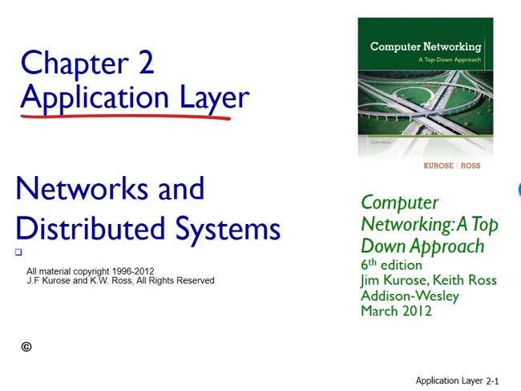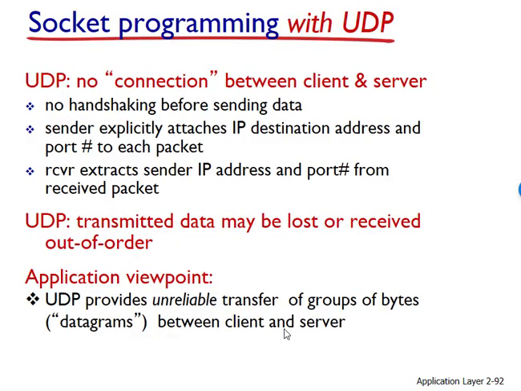We were just talking about sockets in the last lesson, so let's pick up where we left off. As we have already discussed, UDP establishes no connection between client and server. There's no handshaking taking place at all. The sender attaches an IP destination address and a port number to each packet, and the receiver takes that data from the packet after receipt. UDP transmitted data may be received out of order or even lost. And from the application point of view, it provides unreliable transfer of packets.